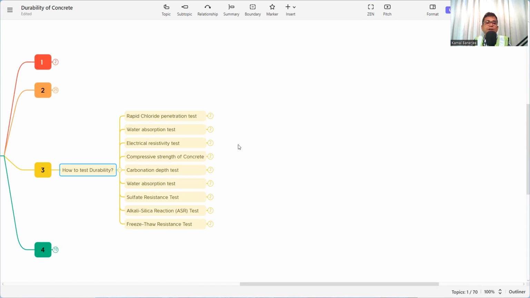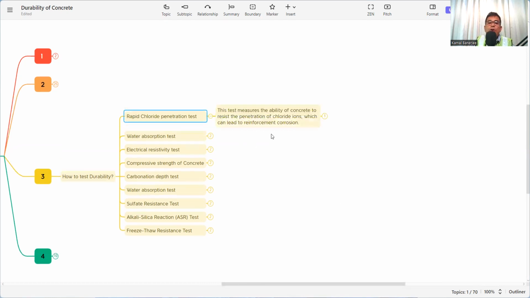So first, the rapid chloride penetration test. We all know this is about the chloride ion. The test measures the ability of concrete to resist the penetration of chloride ions, which can lead to reinforcement corrosion. So the harmful ion is the chloride ion, and we need to protect our concrete from the ingress of chloride ion. How will we test this? That is RCPT, the rapid chloride penetration test. What is the code for this? ASTM C1202 we should follow for the rapid chloride penetration test.